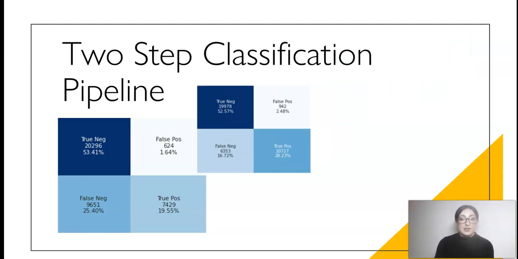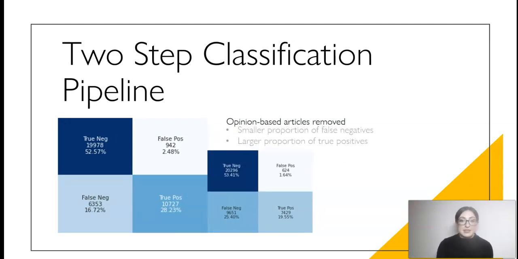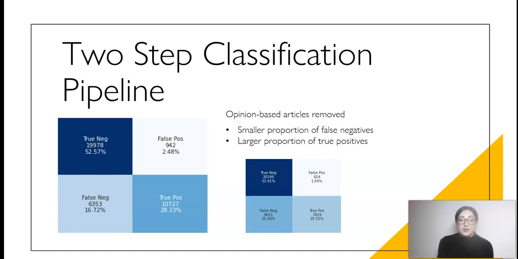So if we then look at the confusion matrix for the same model with opinion-based articles being removed and the two-step classification pipeline being implemented, we can see that there is quite a smaller proportion of false negatives and a larger proportion of true positives. So this indicates that by removing those opinion-based articles, our model has been able to learn more generalizable patterns that have allowed it to perform much better for this out-of-distribution generalization task.